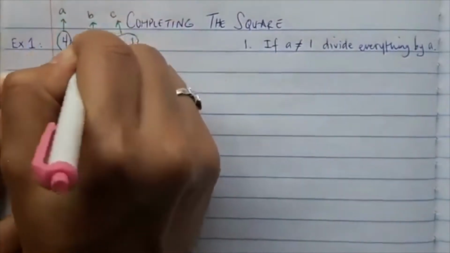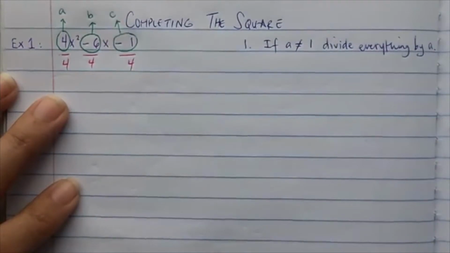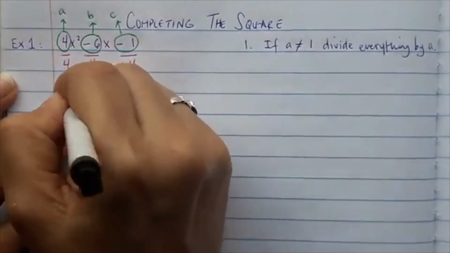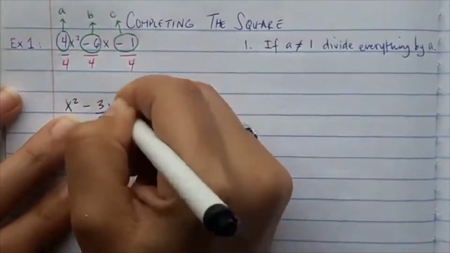So a is not 1 here, so you divide everything by that, which in this case is 4. So now you rewrite it. You're going to get x squared minus 3 over 2, because you're going to simplify that, x minus 1/4.